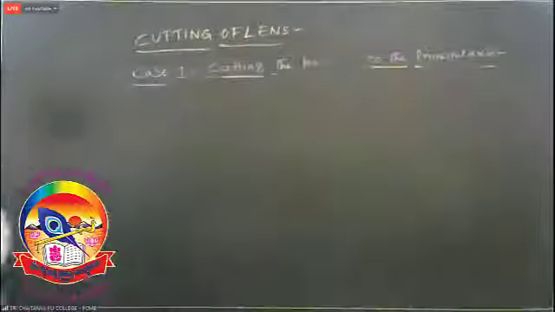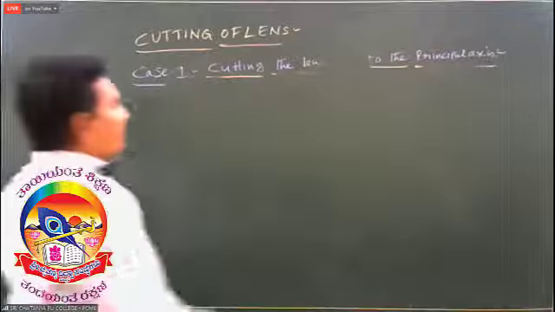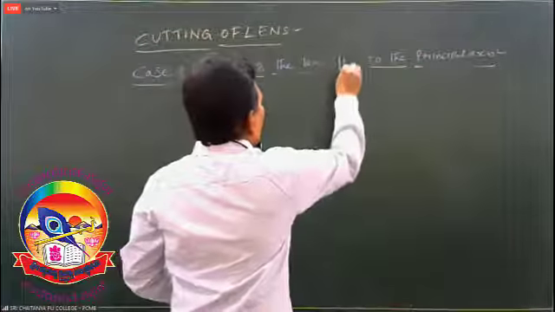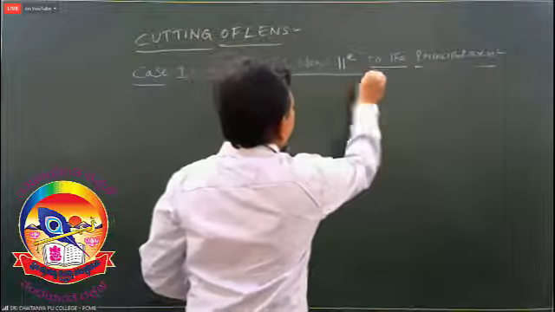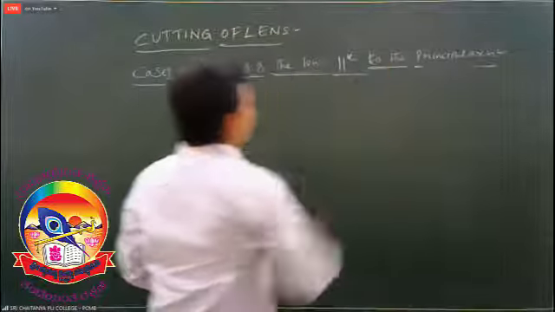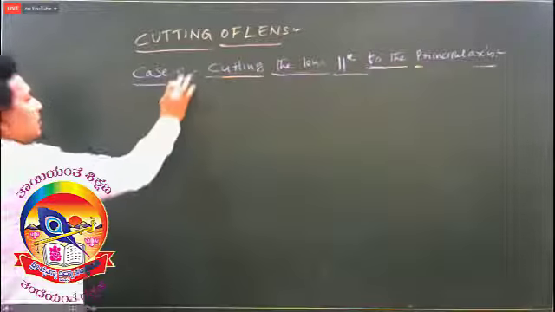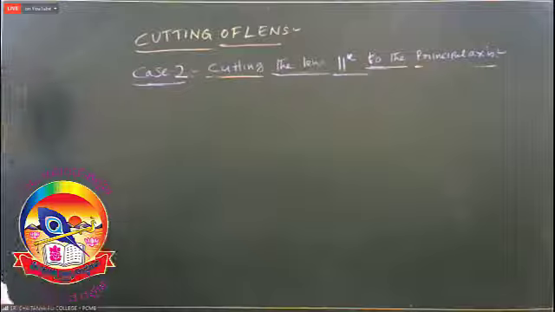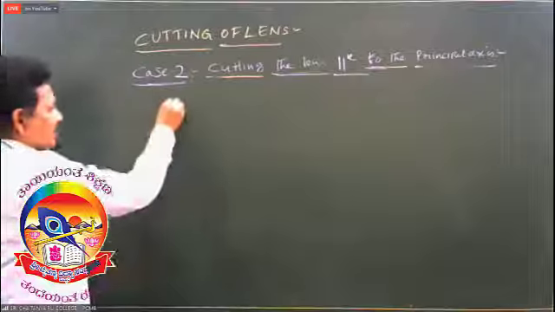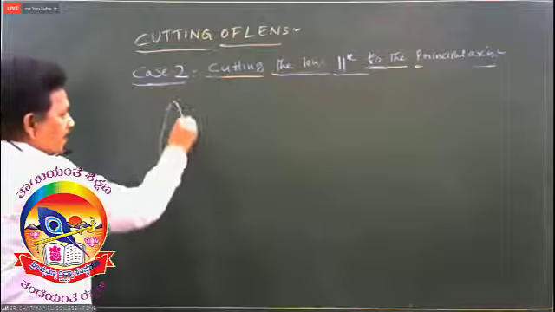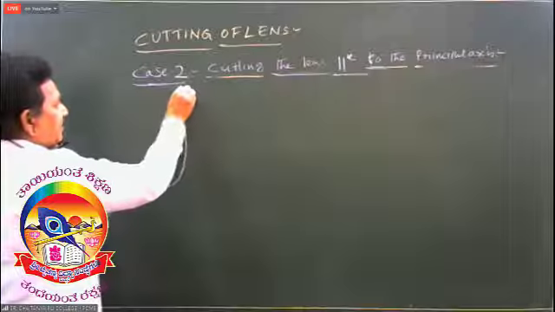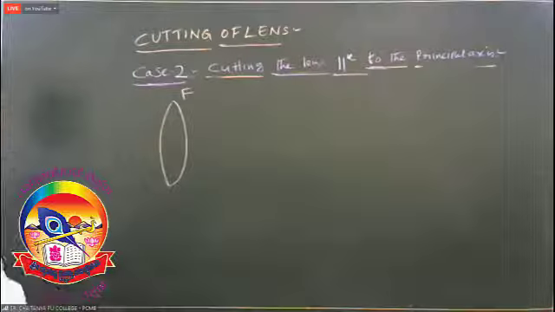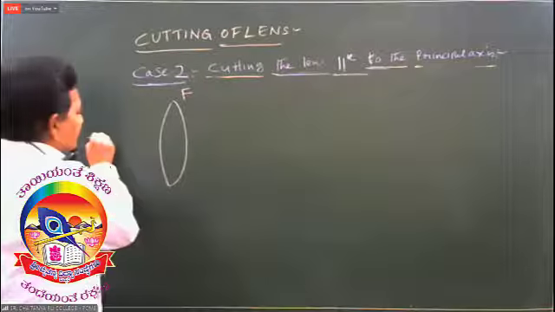Now cutting the lens parallel to the principal axis. Case 2. Cutting the lens parallel to the principal axis. So this is the lens. F is the focal length. Equiconvex lens. This is the principal axis.